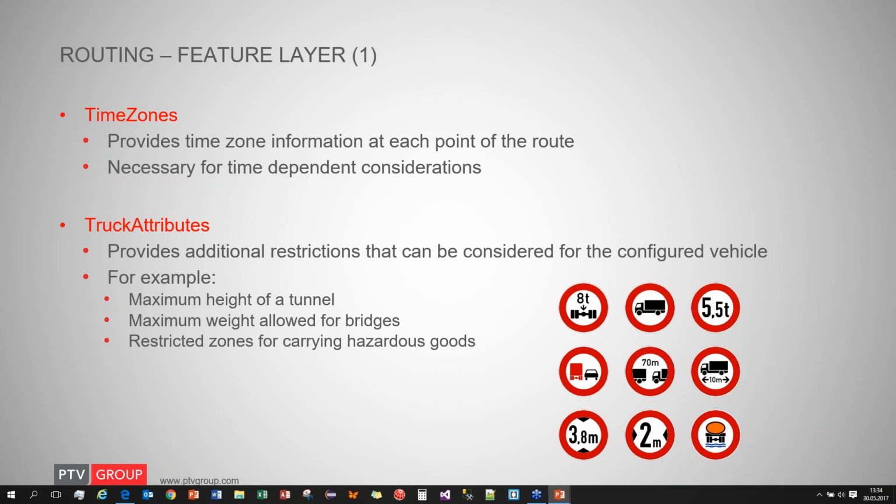Another feature layer is the feature layer truck attributes, and this feature layer provides additional restrictions that can be considered for the configured vehicle, and that's especially important when you have truck routings. These truck attributes are, for example, the maximum height of a tunnel, the maximum weight allowed for bridges, or restriction zones where you are not allowed to enter when you are carrying hazardous goods.